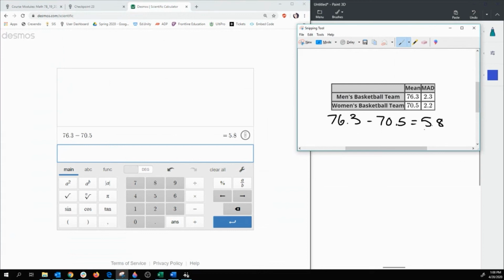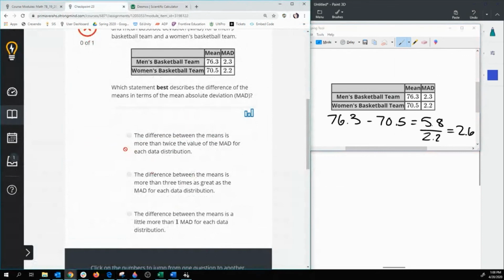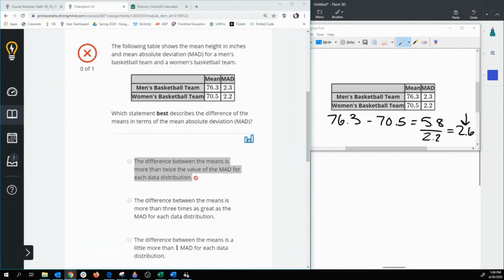Now my mean absolute deviation is about 2.2. So let's take that 5.8 and divide it by 2.2, and I get 2.6. So when we look at our answer choices here, it says that the difference between the means is more than twice the value of the mean absolute deviations. Well, 2 is another word for twice, right? If I multiply something by 2, that is twice. And 2.6 is greater than 2. So for this one, it should be this: the difference between the means is more than twice the value of the mean absolute deviations for each distribution. And this one here is the last question.